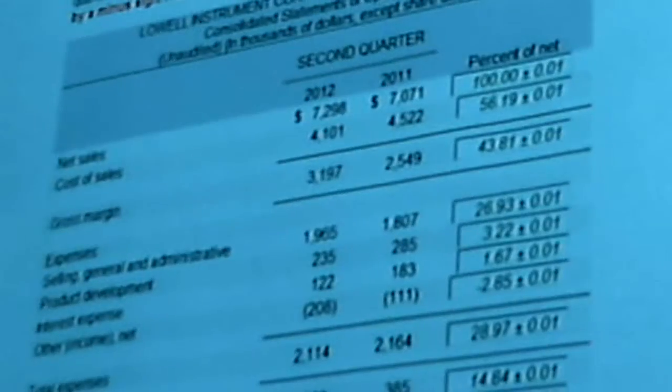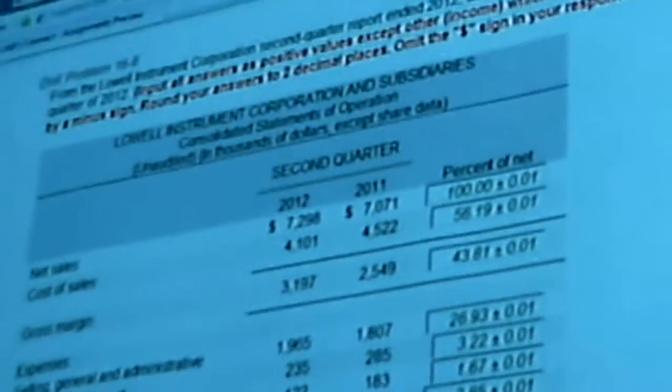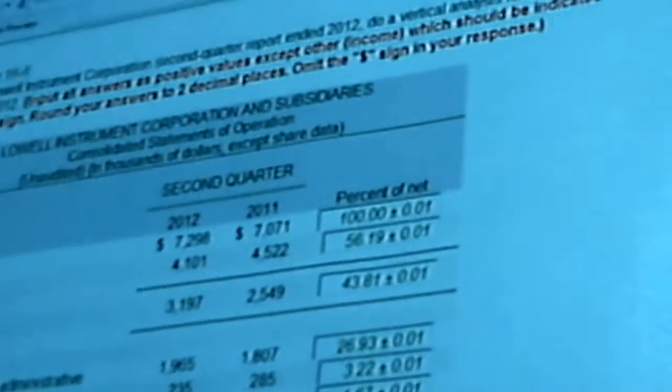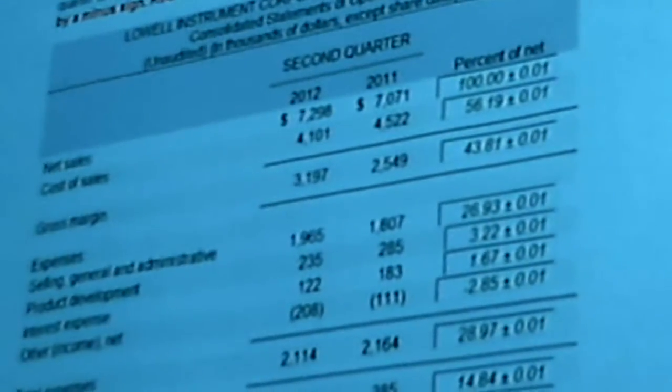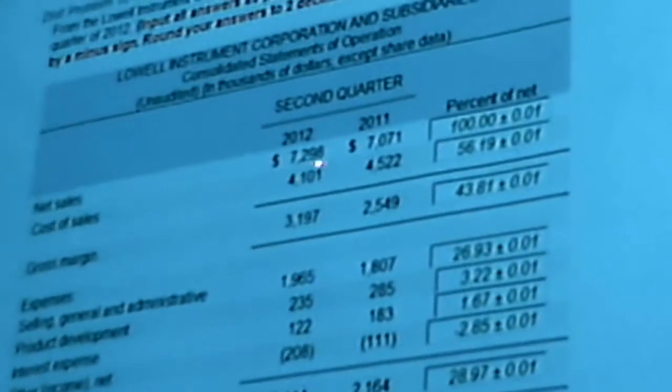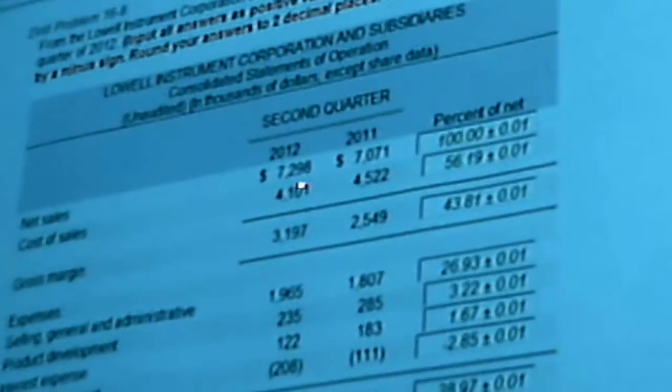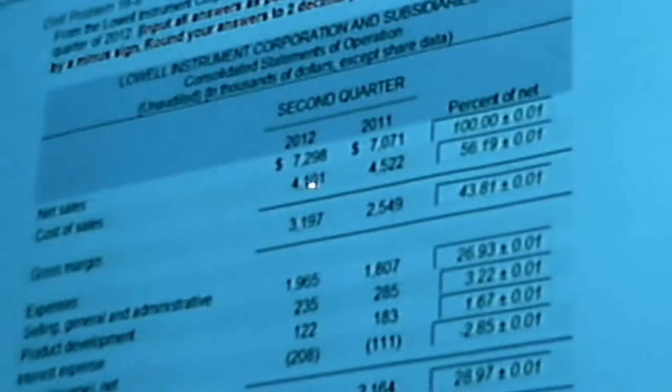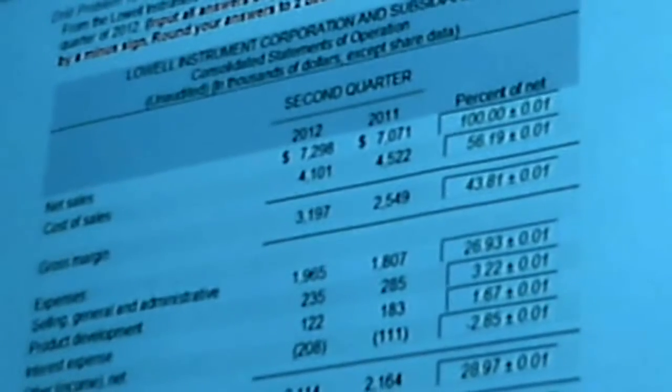I don't know what else to say about this problem. That's all there is to it. Yeah, I just got confused. So the answer's only from the 2012? That's a good question. And they gave us 2011, and it's not even necessary. That's a good point.